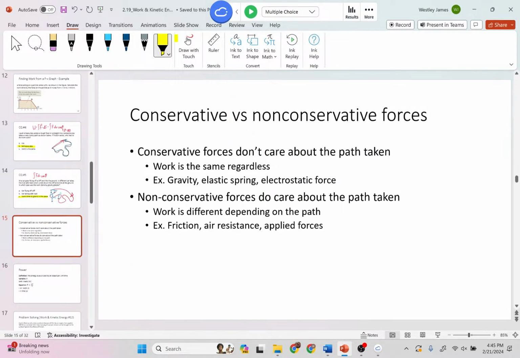There are forces called conservative forces and forces called non-conservative forces. Conservative forces say the path doesn't matter. The amount of work done doesn't matter. If I take my water bottle and I make it do a weird dance but it starts here and it ends at the ground versus me just literally dropping the thing to the ground, the work done by gravity is the same. The path doesn't matter. So gravity, an elastic spring, the electrostatic force, that's physics 2 stuff. All of those are path independent.